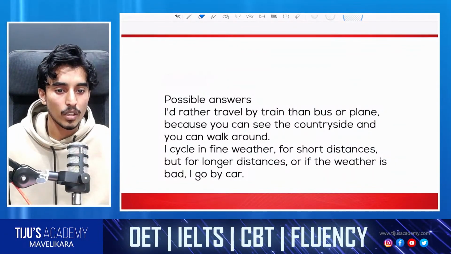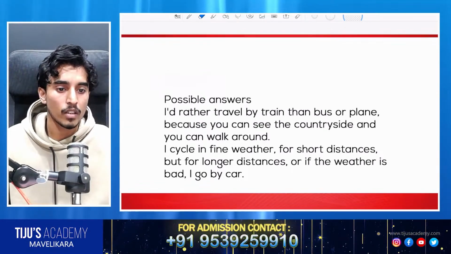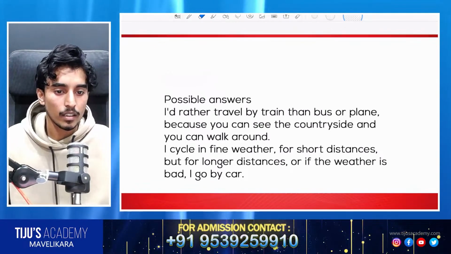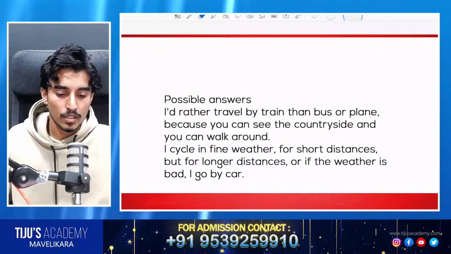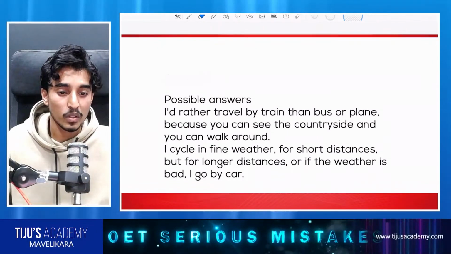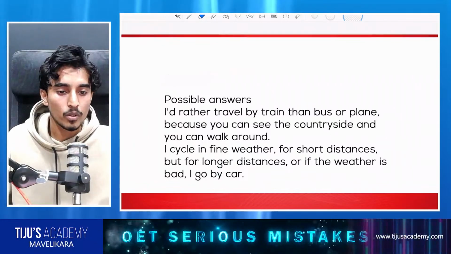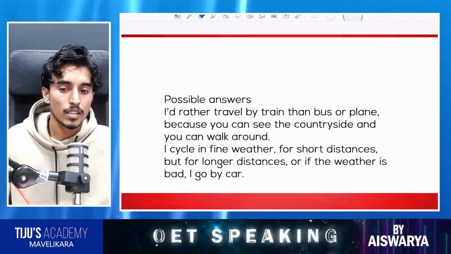In that case, you can use a sentence like, I would rather travel by train than bus, or I would rather travel by plane than train. In that way also you can answer that question. Okay, so that is a possible answer. So this is a structure of a complex sentence that you're going to use in the examination, which will help you to clearly portray your ideas during that examination. Okay, so I hope this answer is also clear to you all.